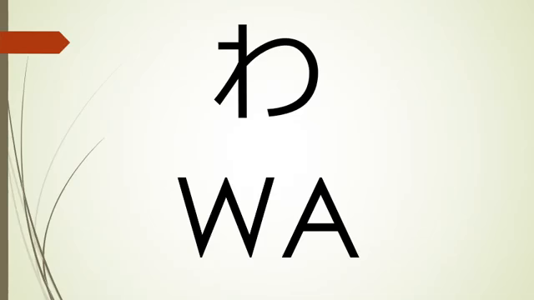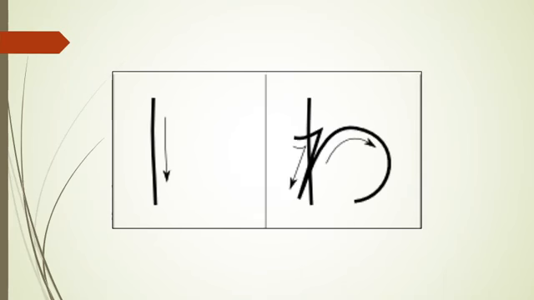So first up we have wa. Wa. To write this hiragana, we start with a vertical line going from top to bottom. Our next stroke starts about a third of a way down our first stroke and to the left. We go from left to right and slightly up. Then we come down from right to left. Then we come back up from left to right and curve around.